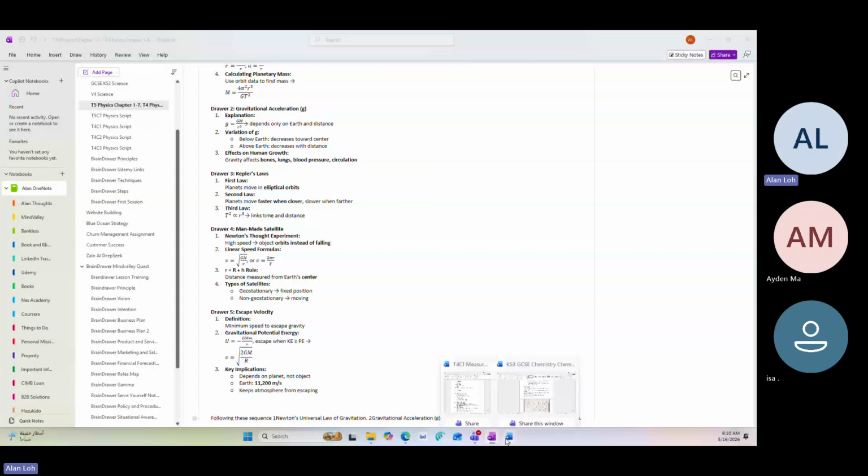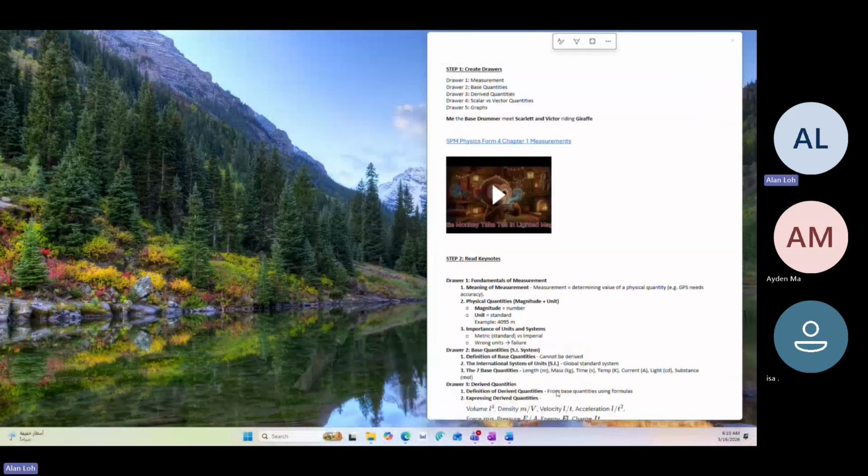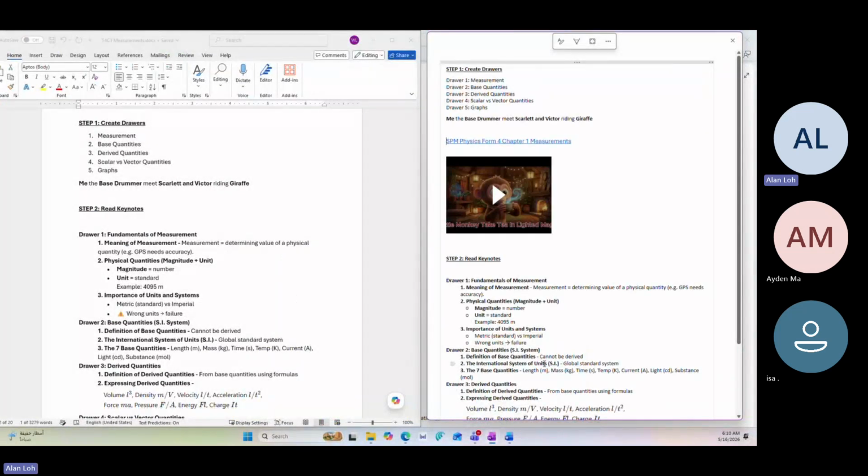All right, today is measurement. And measurement is a relatively easy topic because it is the first chapter in Form 4. Form 4 is year 10, which is, I think, grade 10. Form 4 is what we call it in Malaysia.